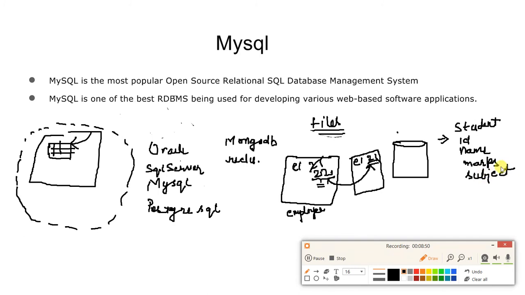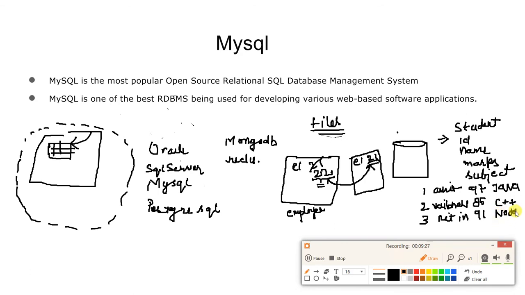So then I can design a table for that. And how will I design a table? Suppose I say one student is 1, his name is Amit, his marks are 97, and his subject is, say for example, Java. Then I can have one more student, 2, and his name is Vaibhav, and his marks are 85, and his subject is C++. Then I can have one more student, 3, and his name is Nikhil, and his marks are 91, and his subject is Node.js.